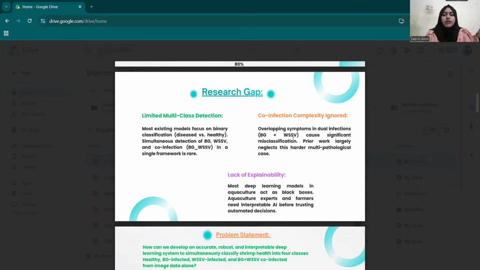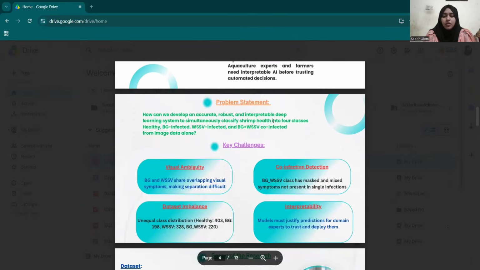The third one is lack of explainability. Most deep learning models in aquaculture act as black boxes. Like most AI models, they give you an answer and cannot tell you why they gave that answer. A farmer or a doctor cannot trust a system that does not explain itself. So this is the last research gap in here.